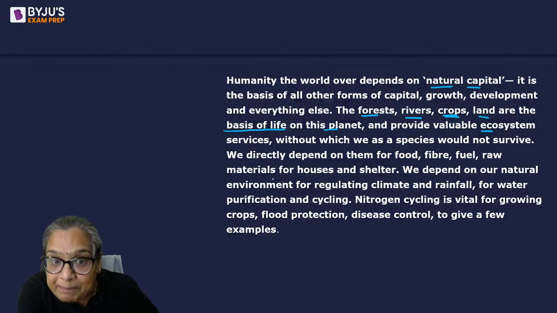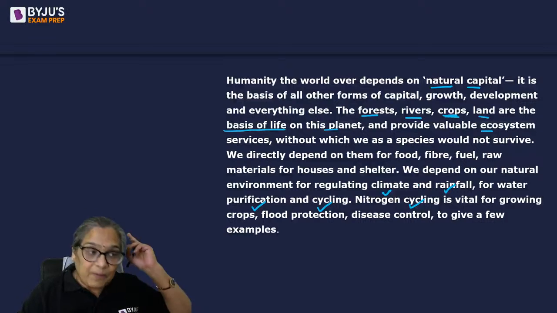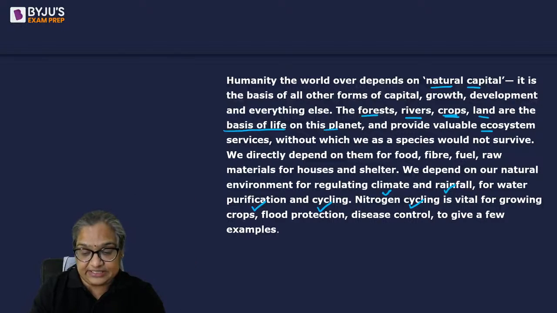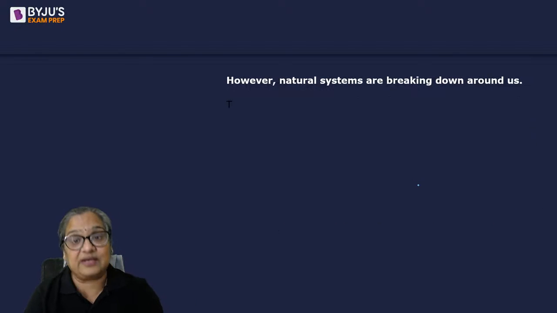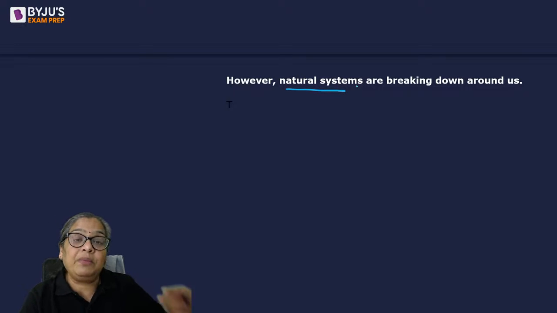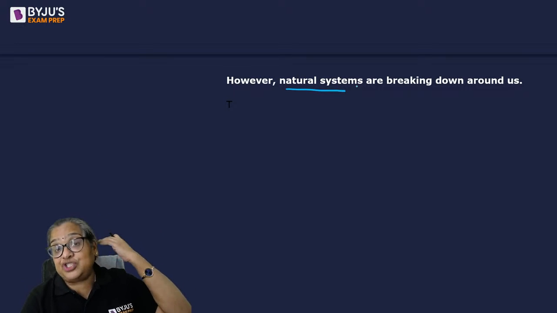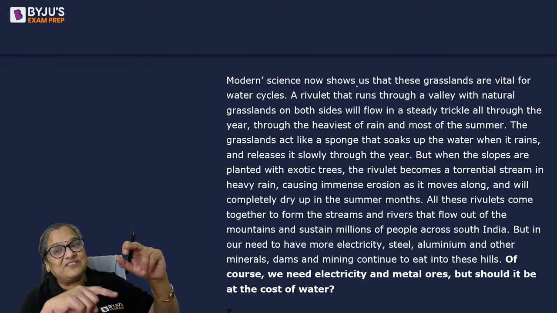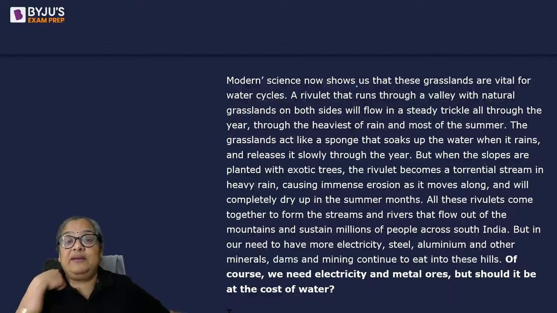All right. So we depend on our environment for regulating our climate, for regulating rainfall, for purification of water, for water recycling, nitrogen cycling, all this. The moment you damage the environment, all these processes are gone wonky, just like what we are experiencing right now. These natural systems, which were protecting human, plant, and animal lives for generations, are now breaking down. And then the article gives you in what way are they breaking down.